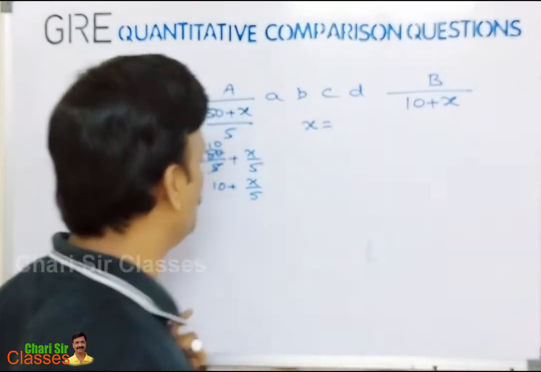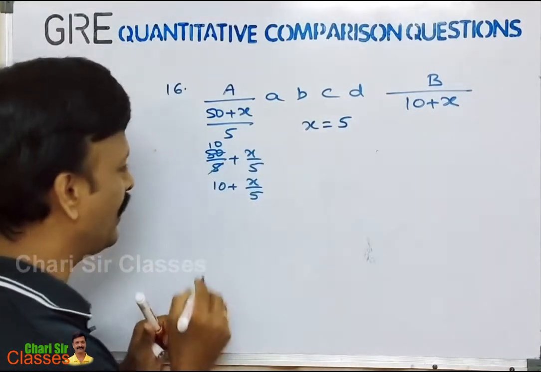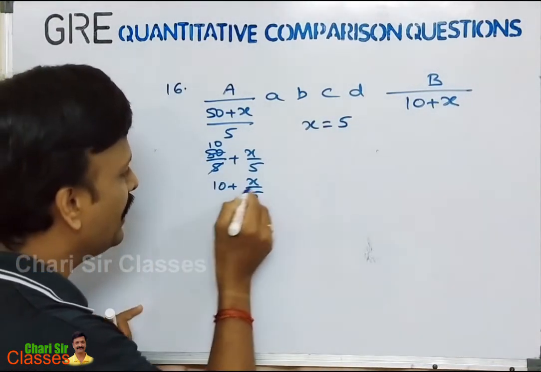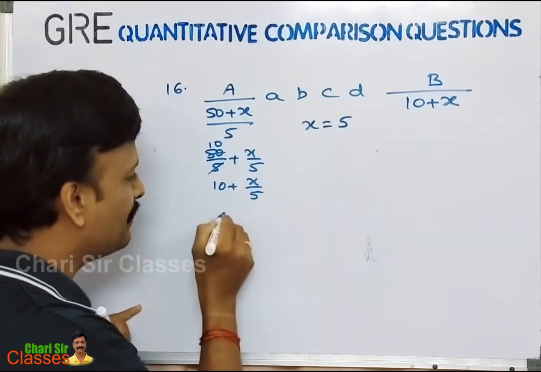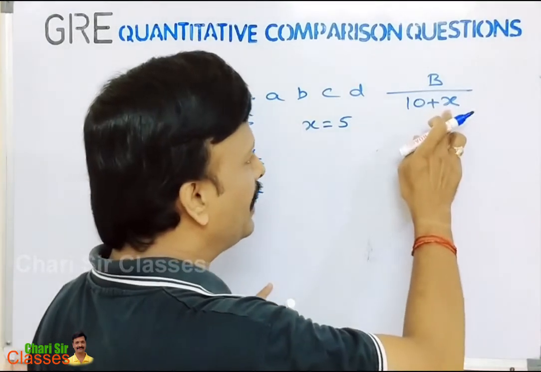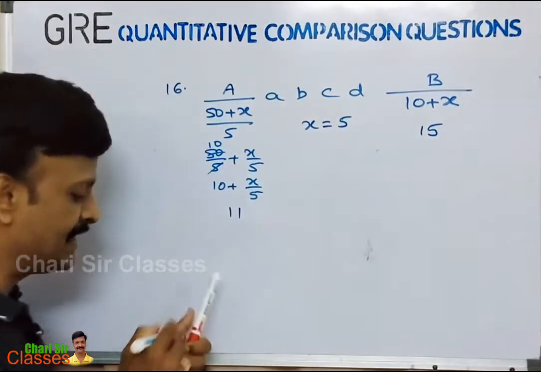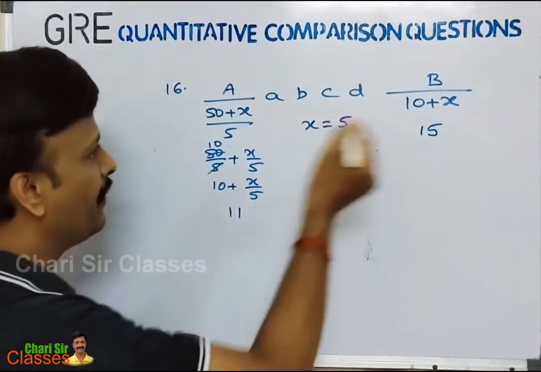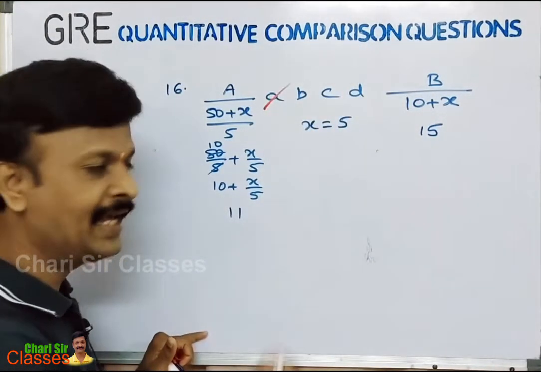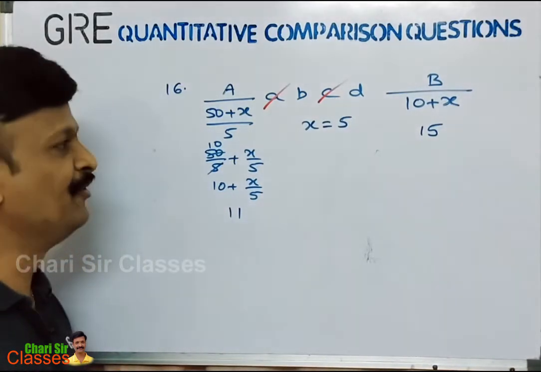X is equal to 5 we will take. When x is equal to 5, here in quantity A, 5 by 5 is 1, 1 plus 10 is 11. Here x is equal to 5, you put here 10 plus 5 is 15. Now quantity B is 15, quantity A is 11. 15 is greater. Therefore quantity B is greater. You can eliminate A and also eliminate C. Let's try with one more value for x.